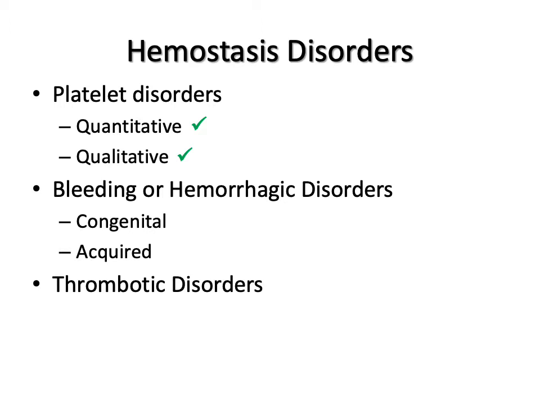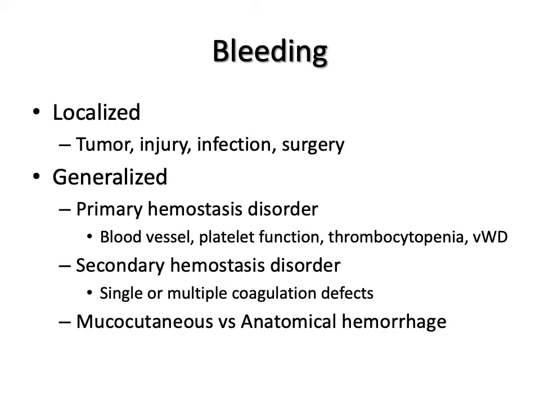Hemostasis disorders can be placed into one of three categories: platelet disorders, either quantitative or qualitative; bleeding disorders, either congenital or acquired; and thrombotic disorders, which we'll discuss in next week's lesson. Localized bleeding is usually not associated with hemostasis disorders, but rather secondary to some other condition. Generalized bleeding is most often related with hemostasis defects.